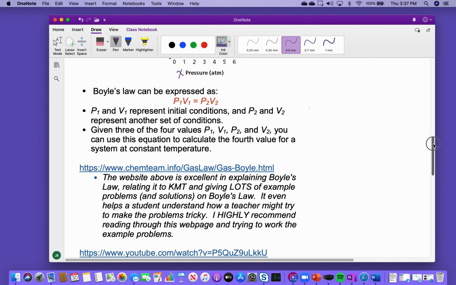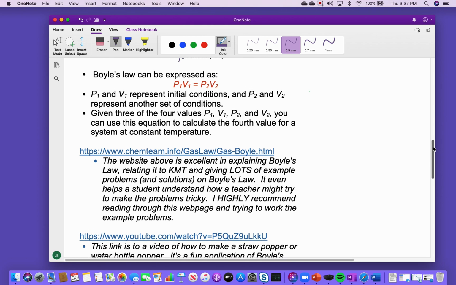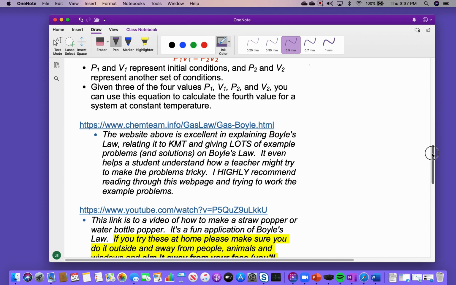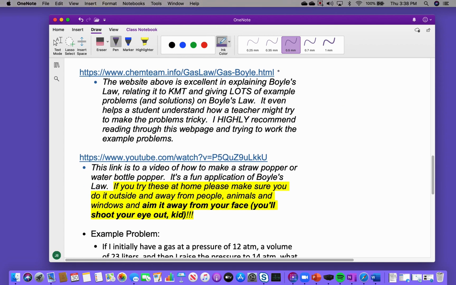I'm going to solve a Boyle's Law problem for you in just a bit to show you how this formula can be used. But first, before we do that, I have some links here to a couple of different websites. The first one is for a website called ChemTeam. It's a great website. Now, it is an older website, so it doesn't have all kinds of great graphics or neat color backgrounds, any flashy GIFs or anything like that going on.